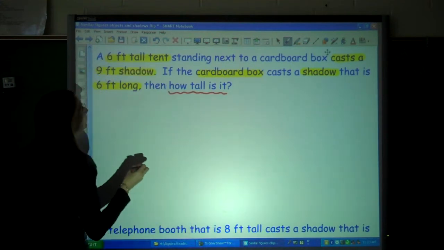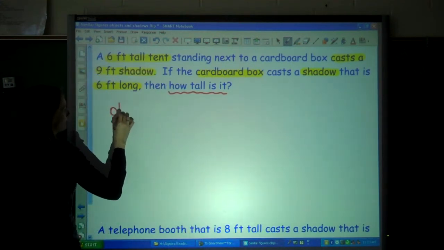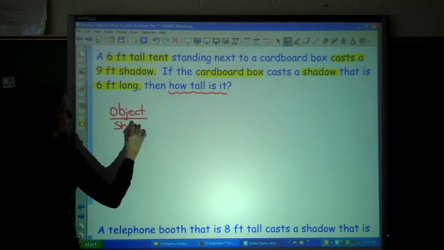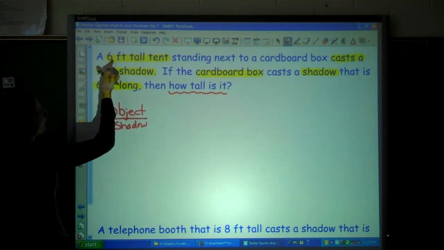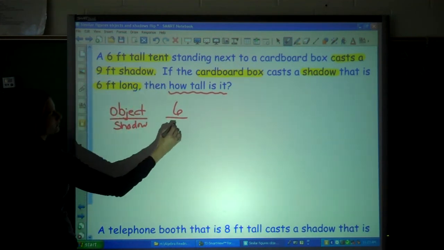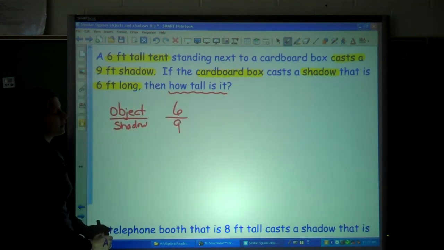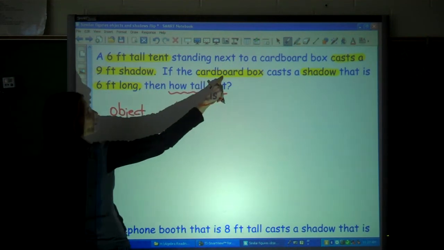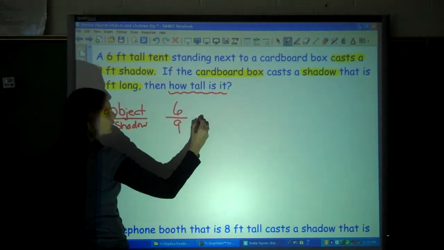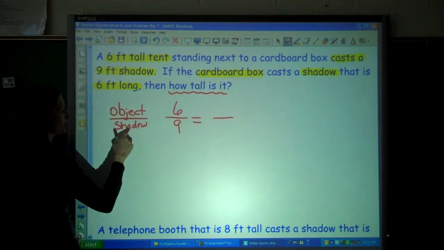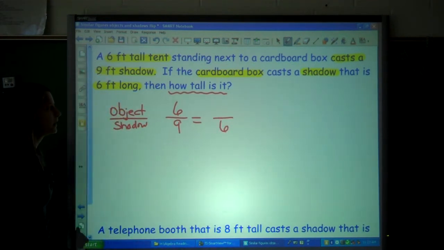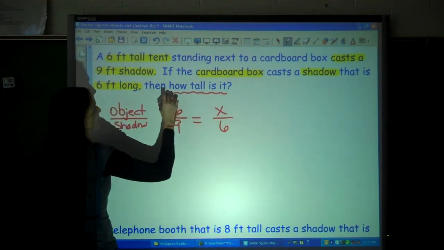So to set this proportion up, I'm going to put my object over my shadow. So for my first one, I have a 6-foot-tall tent that has a shadow of 9 feet. And for my second ratio, I have a cardboard box that has a shadow of 6 feet long. So for the cardboard box, since its shadow is 6 feet long and I have object over shadow, I need to put the 6 on the bottom and an X on top because I'm trying to find out how tall the object is.